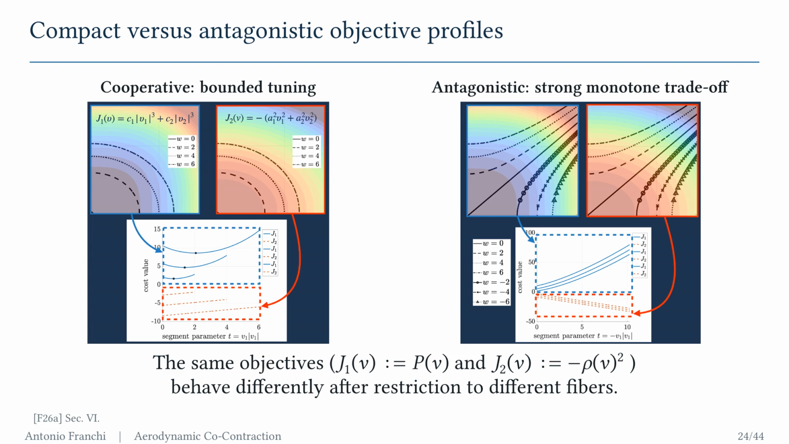The profiles confirm that the fiber geometry controls the trade-off. On cooperative fibers, the two objectives vary over a limited interval. On antagonistic branches, the power objective and the negative promptness objective separate strongly and monotonically. The objectives are unchanged. What changes is the geometry of the domain on which they are optimized.